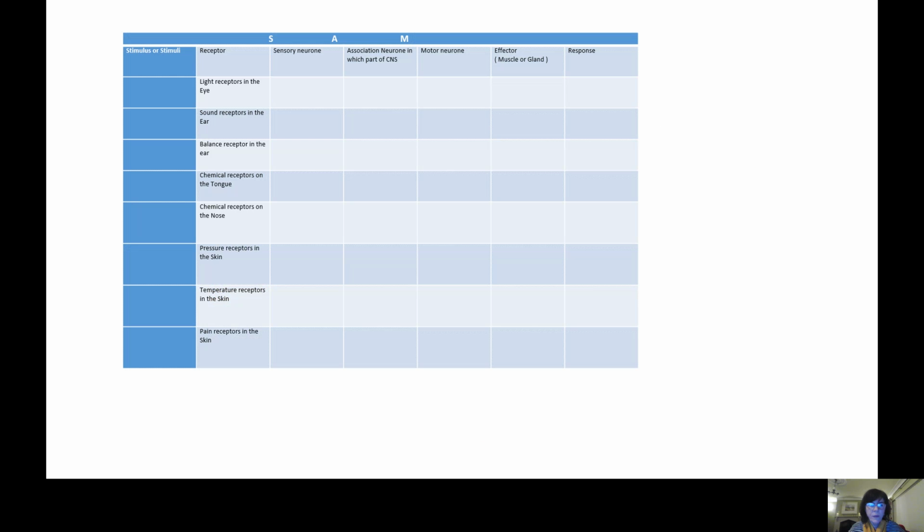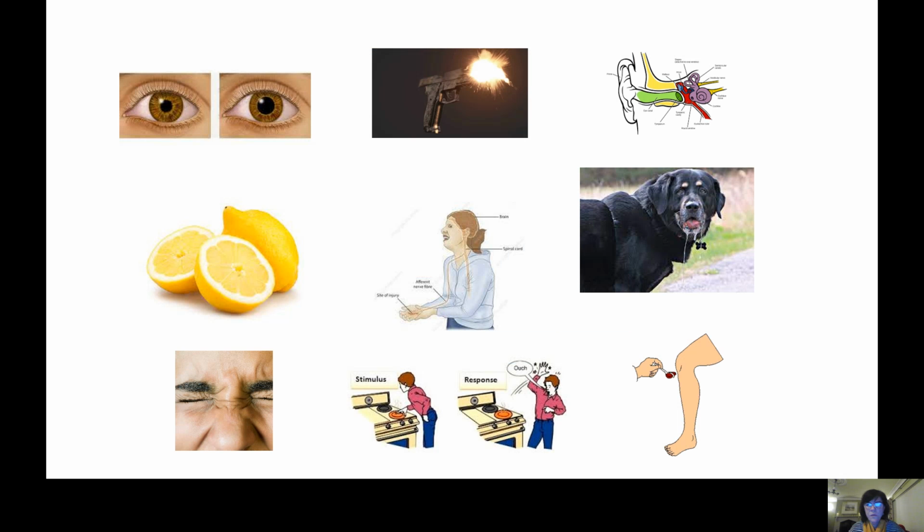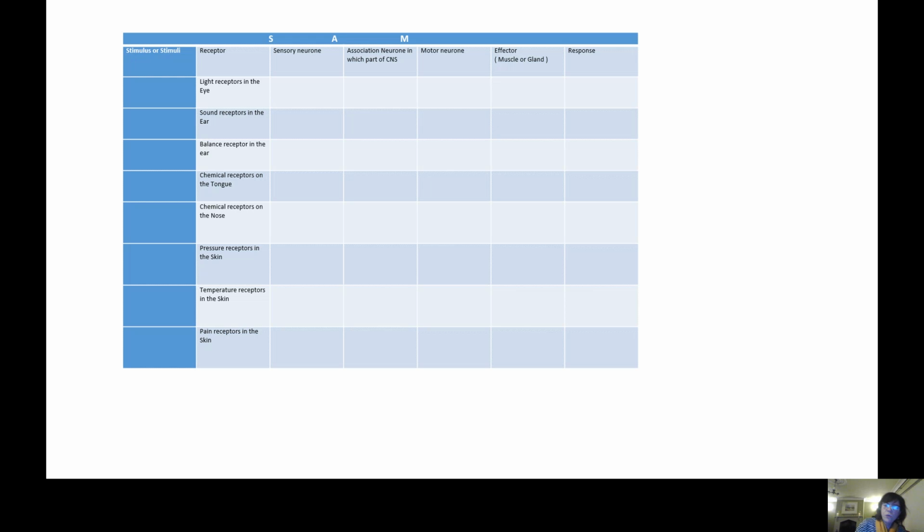So back to the third one, balance receptors in the ear. So I've got the inner ear here where the balance receptors are. What is the stimulus? You start to fall over, you lose your balance. Balance receptors in the ear pick up the information. The impulse goes along, what do we have right in here? The sensory neuron. To where? To your brain. So from your ear, the information goes along a sensory neuron to your brain to tell you to balance up again.